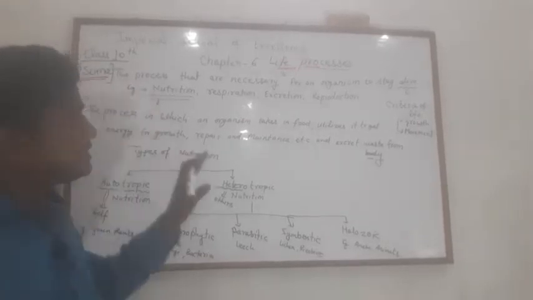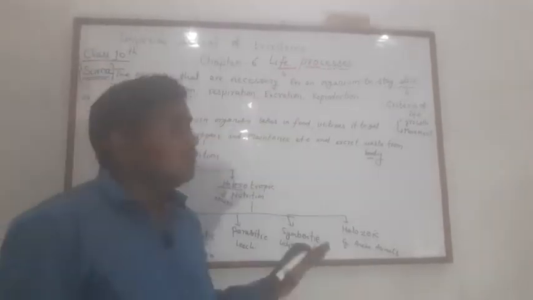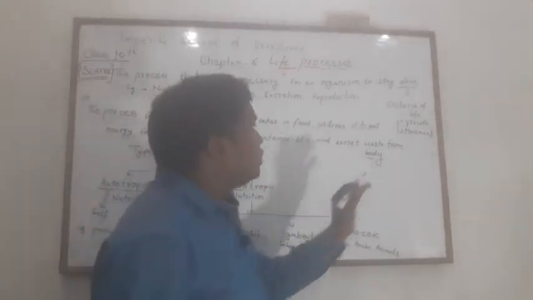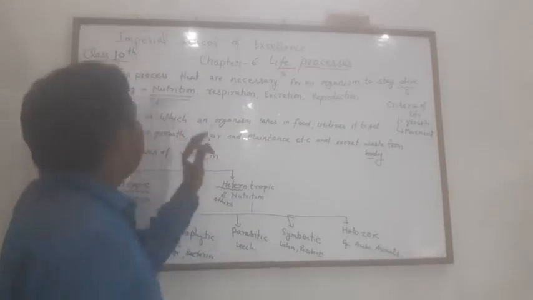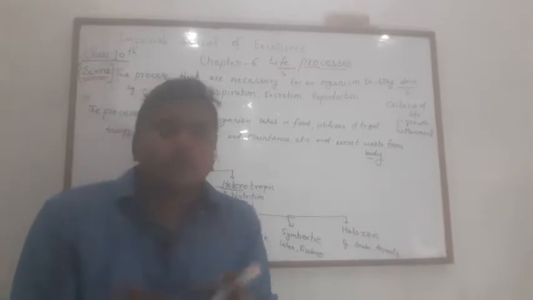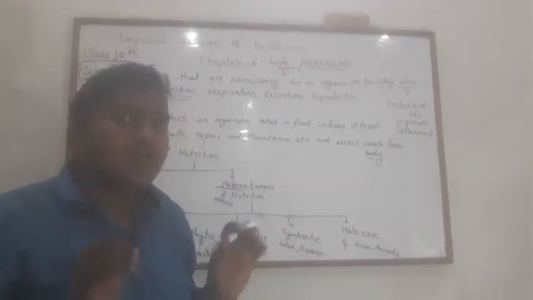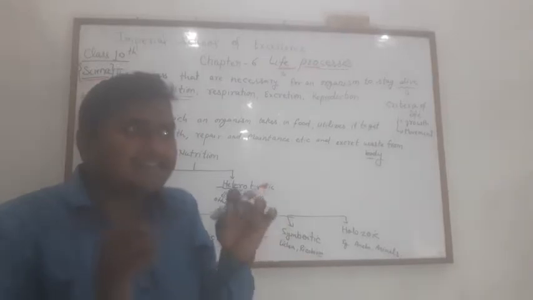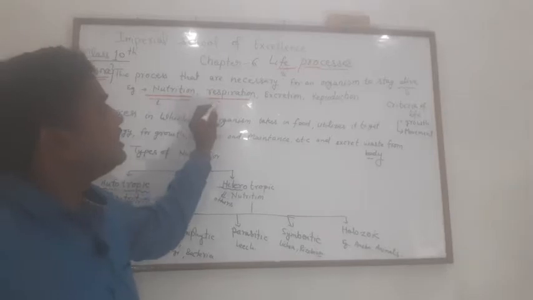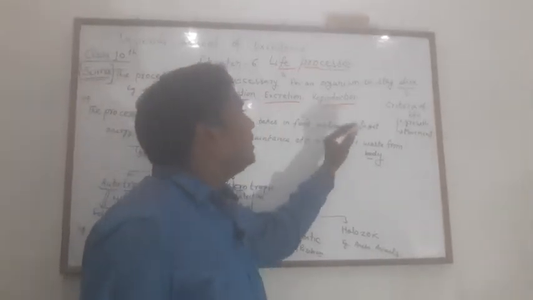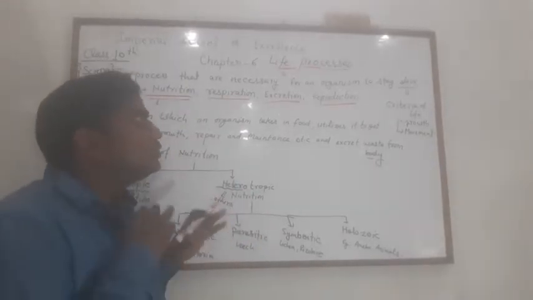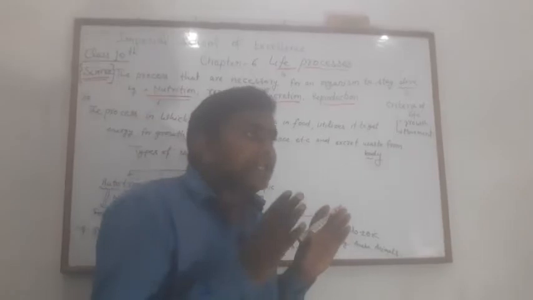So let's define this life process. The processes that are necessary for an organism to stay alive are called life processes. What are the examples of these processes? For example, nutrition, respiration, excretion, reproduction, etc. So these are some processes which are necessary for an organism to stay alive.